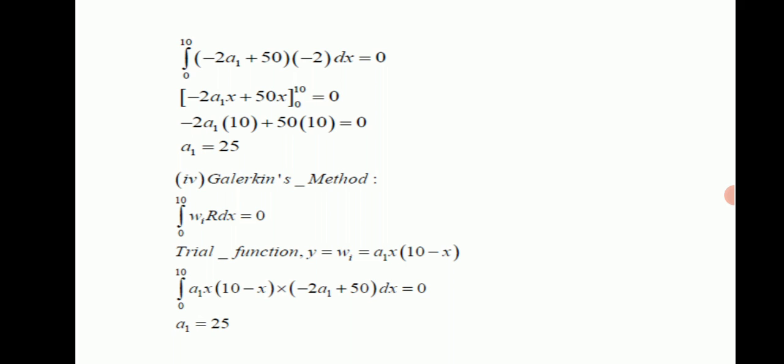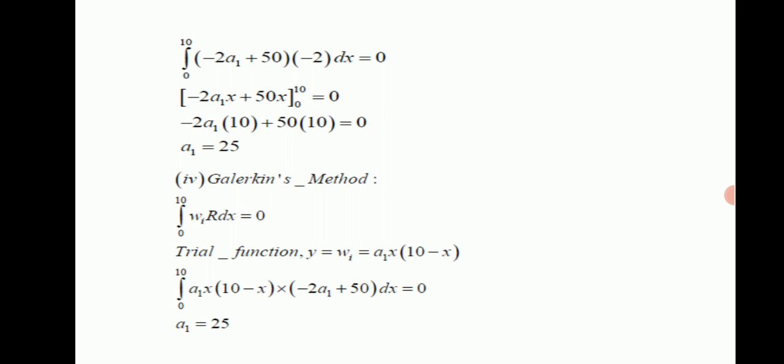And the fourth method is Galerkin's method. Mostly only Galerkin's method will be asked in university questions, so we want to give importance to solving Galerkin's method. In Galerkin's method, it is integral of 0 to 10 of wi into r dx is equal to 0, and we take the trial function as the weighting function, that is y is equal to wi, which is equal to a1x into 10 minus x.